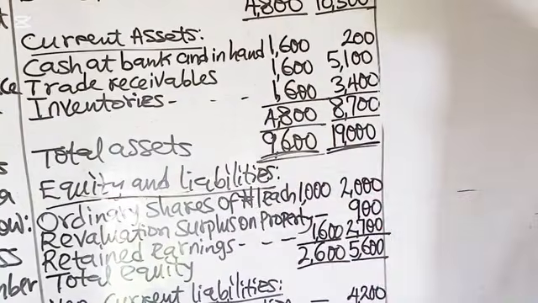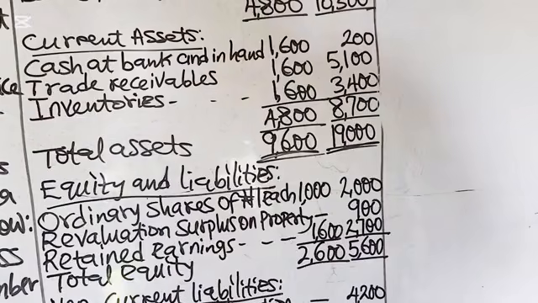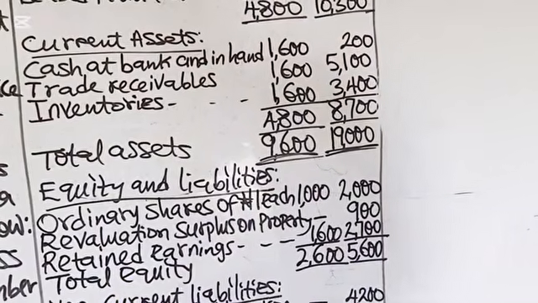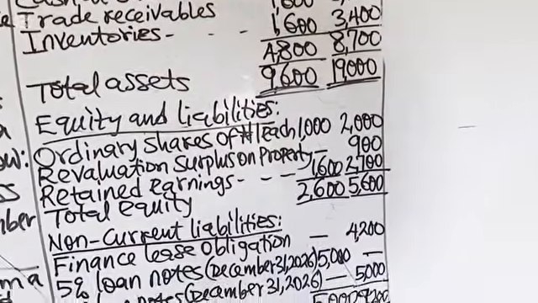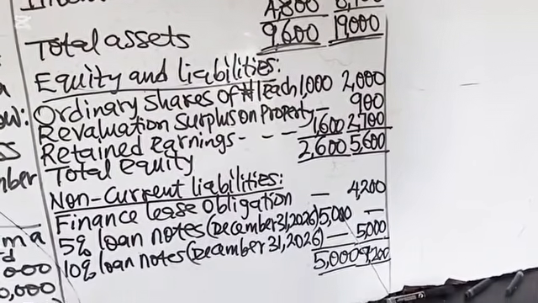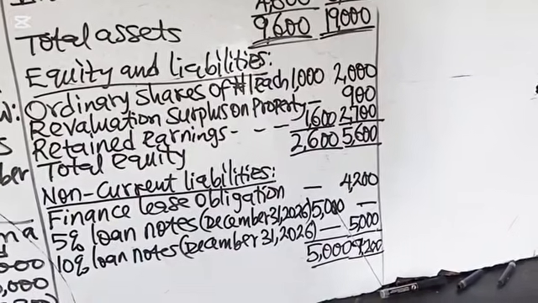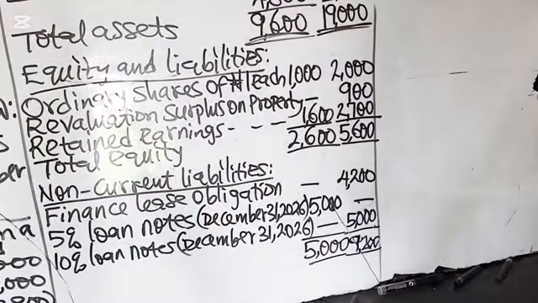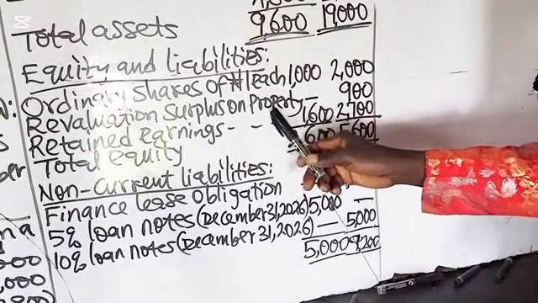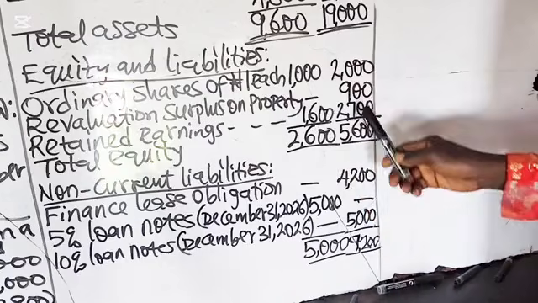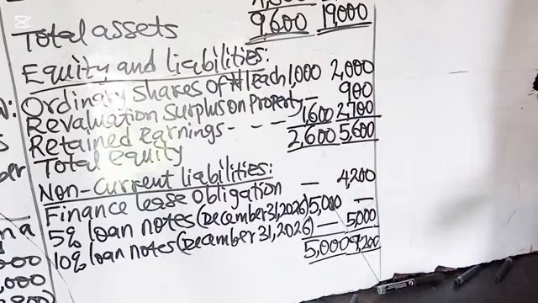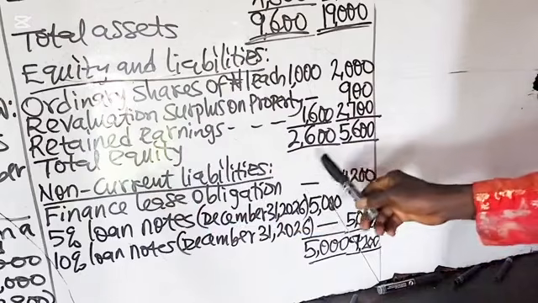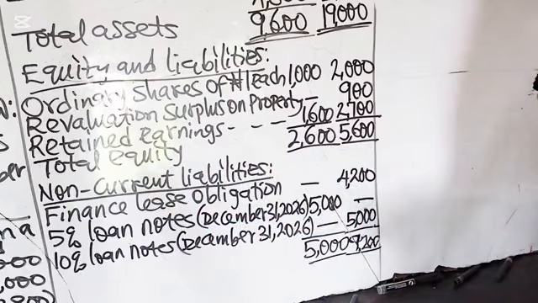Equity and liabilities. Equity comprises ordinary shares of 1 naira each. Beta Limited is 1 million, while that of Gamma Limited is 2 million. Then we have revaluation surplus on property. Beta Limited nil, Gamma Limited 900,000. Retained earnings 1.6 million and 2.7 million for Beta Limited and Gamma Limited respectively. Total equity of 2.6 million and 5.6 million for Beta Limited and Gamma Limited respectively.